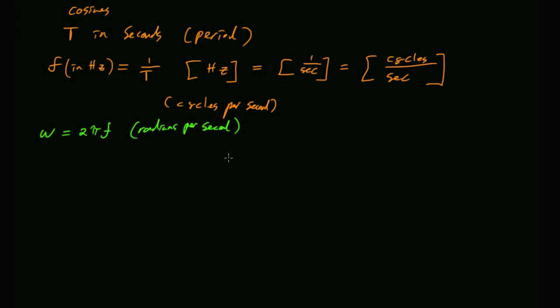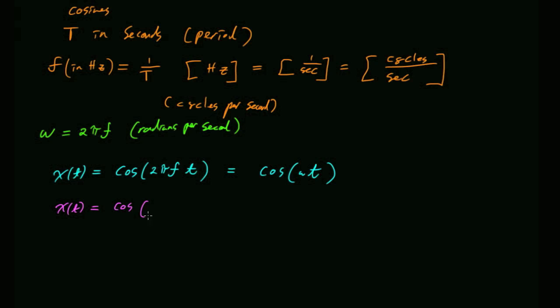So let me write a cosine. The general expression for a cosine might look something like this: x of t equals, you can say it one of 2 ways, either cosine 2 pi f t, or cosine of omega t. That's the generic expression for a cosine. Let's see how quickly this becomes complicated. Suppose I asked you to plot x of t equals cosine 6t. I'd like to get a plot of that.